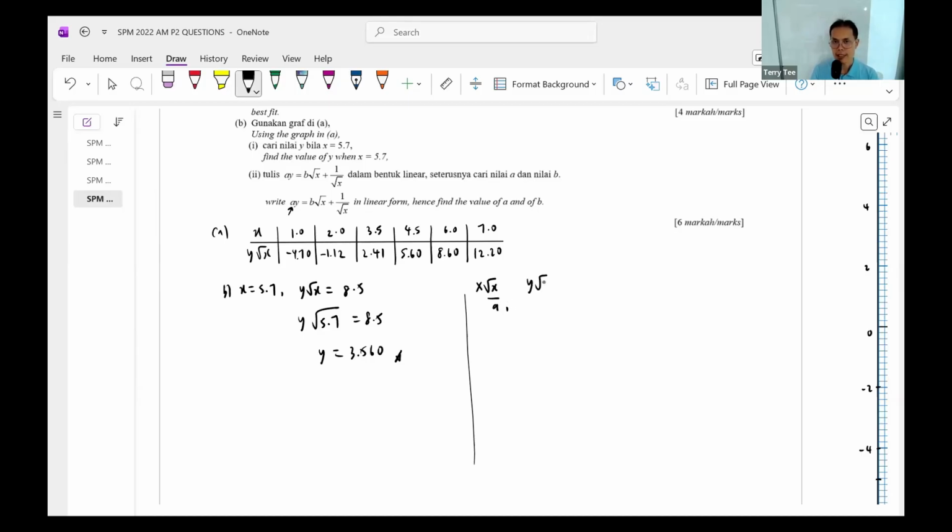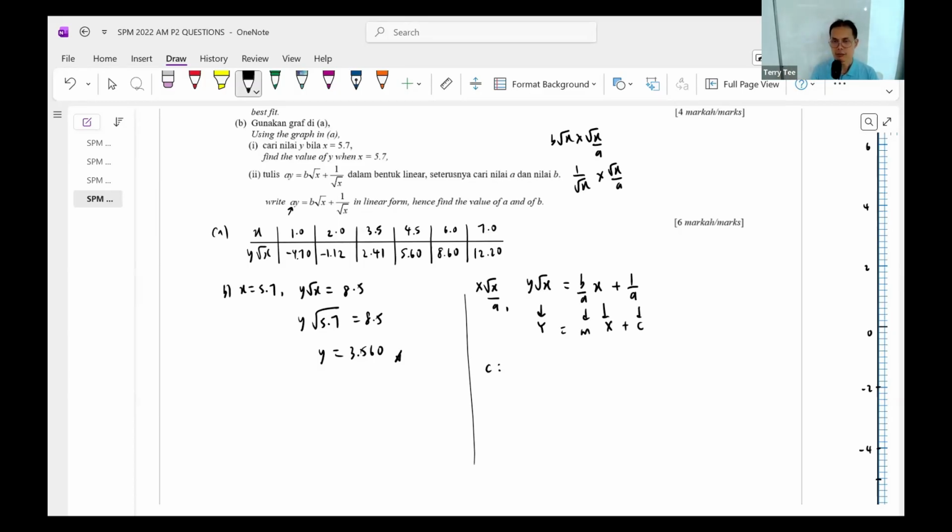So y square root x will be equals, okay, this b, right, guys? B square root x, you times square root x over a, you give us b over a x. This 1 over square root x, when you times with square root x over a, you cancel the square root x, you get 1 over a. So this is your big y, this is your gradient, this is your big x, this is your c. Okay, what are we finding? We're finding a and b.